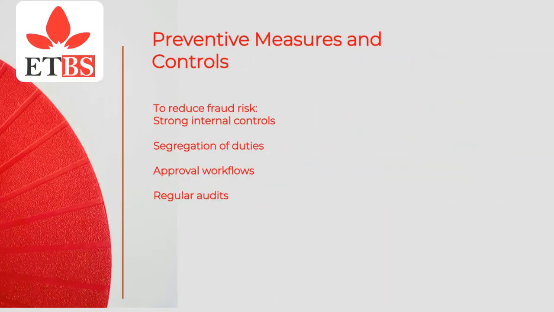Preventive measures and controls to reduce fraud risk. Strong internal controls: segregation of duties, approval workflows, regular audits. Whistleblower policies: anonymous reporting systems, legal protection for reporters. Corporate governance: active audit committees, independent board members. External audits: periodic reviews by independent firms. Training and ethics education: staff awareness of accounting ethics, and fraud detection.